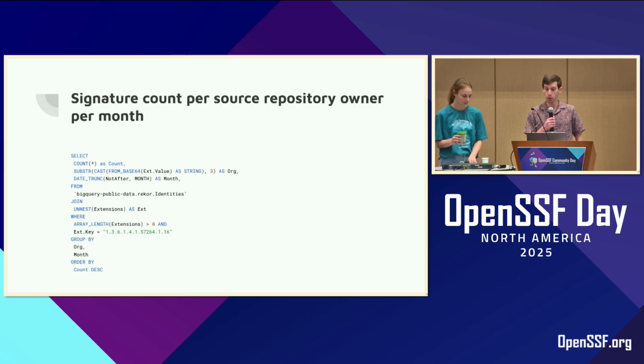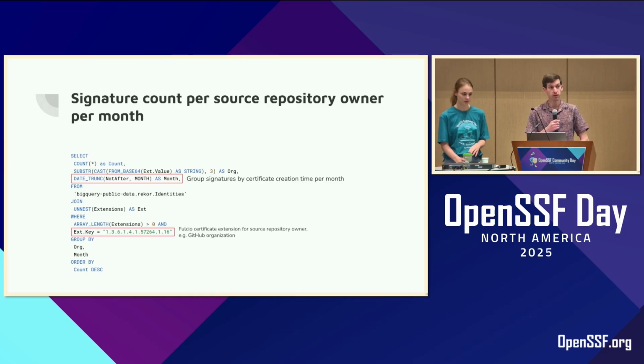Let's drill down a bit more. Here we query for the number of signatures generated by a source repository owner, that is an entity that owns the source code from a build, such as a GitHub organization or GitLab namespace. We'll group not only by source repository owner, but also by month, so we can look at how many entries are published each month. Like with the previous query, we use a specific Fulcio extension now that represents the source repository owner, and we'll group signatures by certificate creation time truncated to the month.